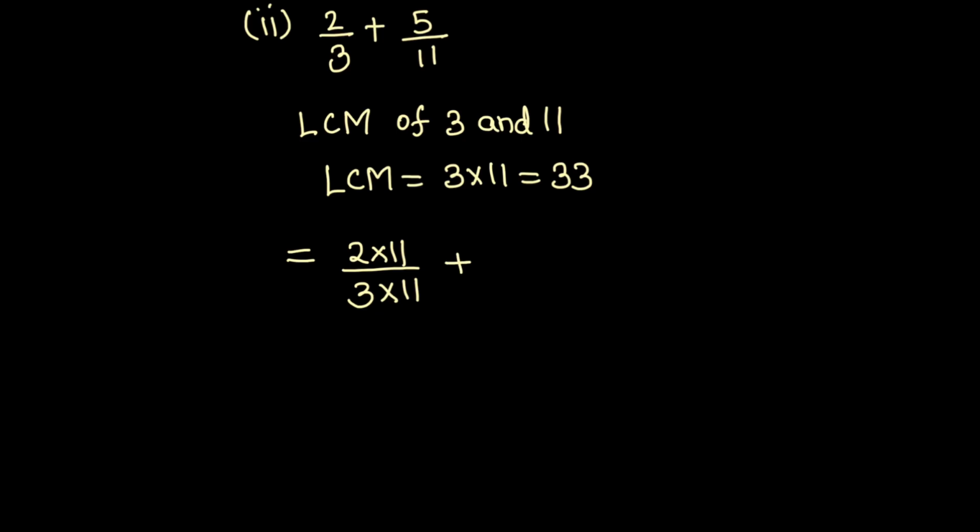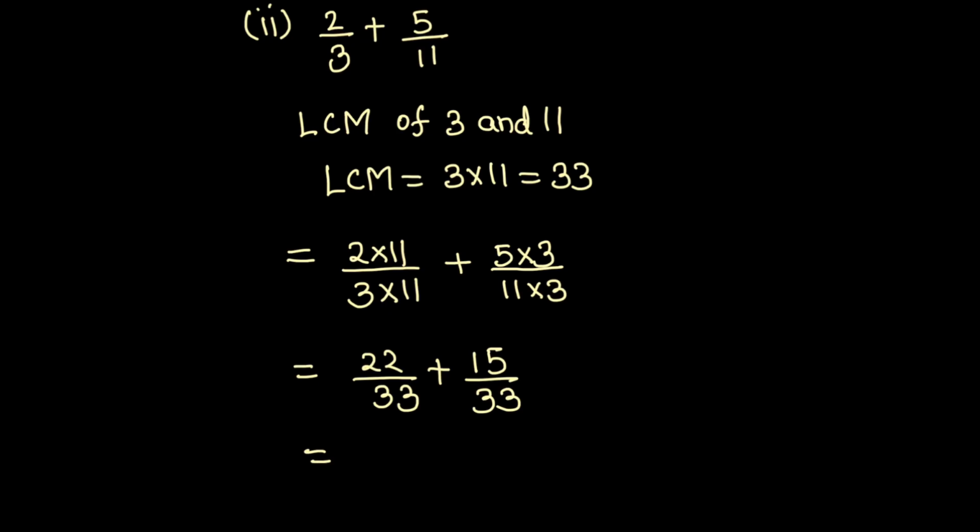The same we'll do with the second one. Here the denominator is 11. So to make 11 equal to 33, we have to multiply it by 3. And as we are multiplying the denominator by 3, we have to multiply the numerator 5 by 3. So that's 2 times 11, which is 22 divided by 33, plus 5 times 3 is 15 divided by 33.